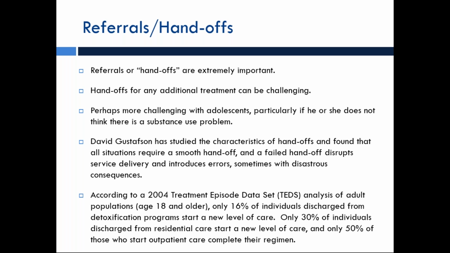If we go to residential programs, only 30% received an additional level of care. And only 50% of those who started outpatient completed their regimen. So it is likely that far too many adolescent clients are also lost in the system during handoffs from one level of care to another.